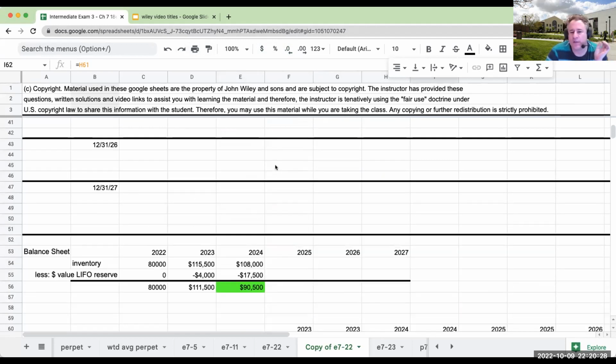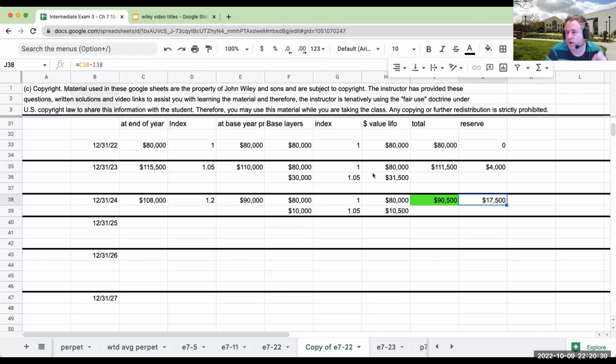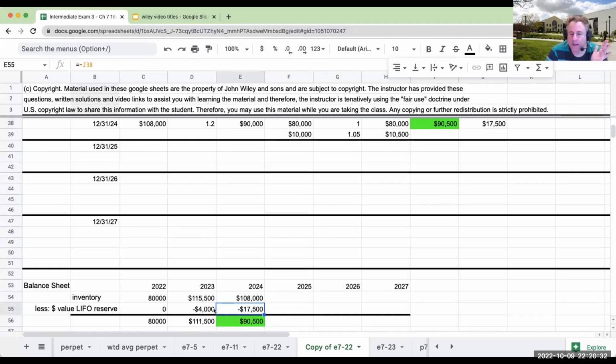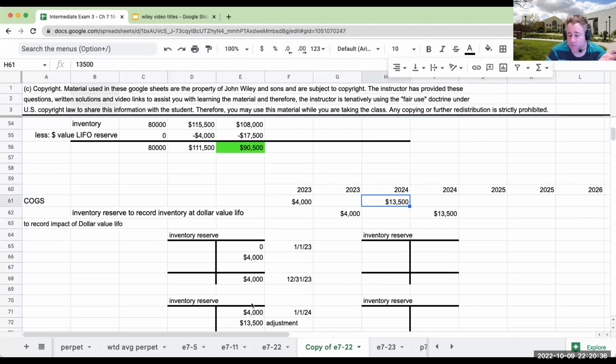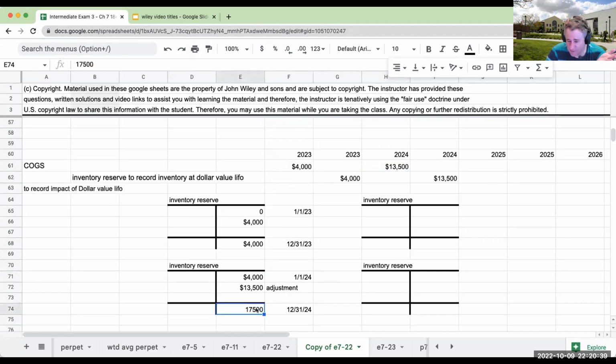Remember, the ending balance here tells you what you need in the reserve, right? If I already have something in there, then my adjustment is going to be whatever I need to do to get from 4,000 to 17,500, or those 13,500. Now, for the following year, my ending balance here becomes my beginning balance in the following period. So let's go ahead and take a look at this one.